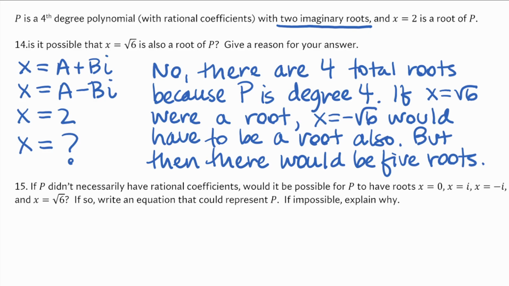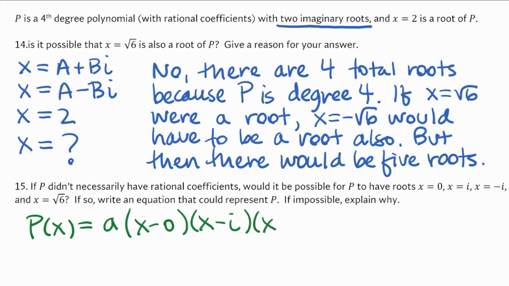If P didn't necessarily have rational coefficients, would it be possible for P to have roots x equals 0, i, negative i, and root 6? Oh yeah, totally. Fourth degree, those 4 roots, I'm going to write an equation that could represent P. So let's say P of x equals some number a times x minus 0 times x minus i times x minus negative i, and x minus the square root of 6.